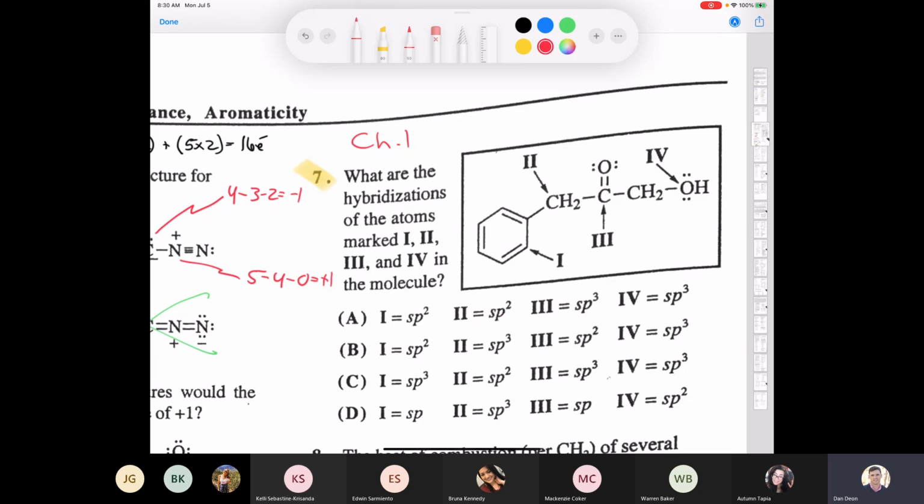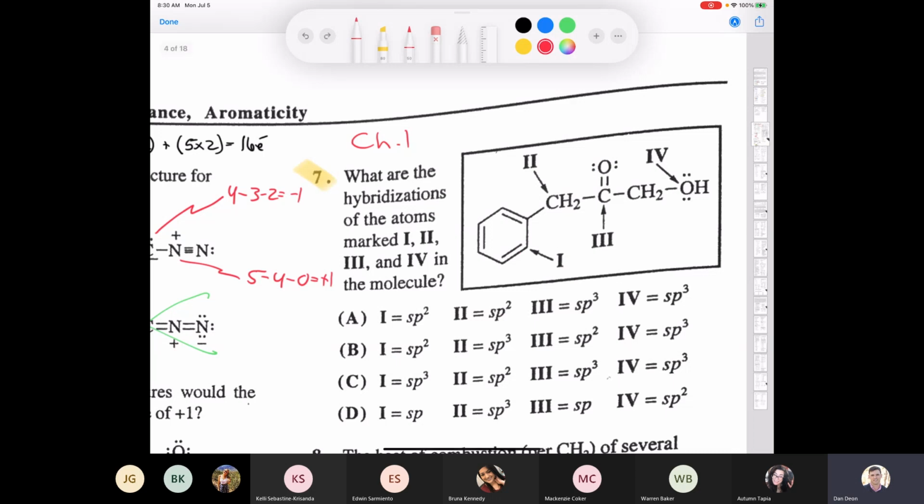If you remember back in chapter 1, we talked a little bit about steric number and how to determine hybridization just based off steric number, the number of single bonds and the number of lone pairs. So if we look at atom number 1, it's a carbon with a double bond, 3 sigma bonds and 1 pi bond.